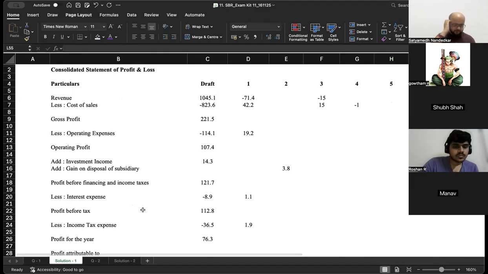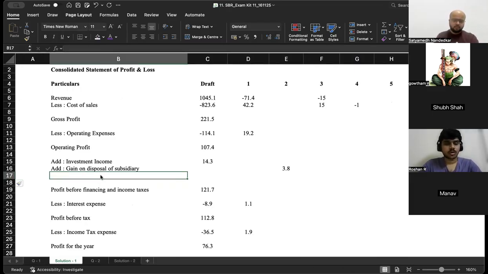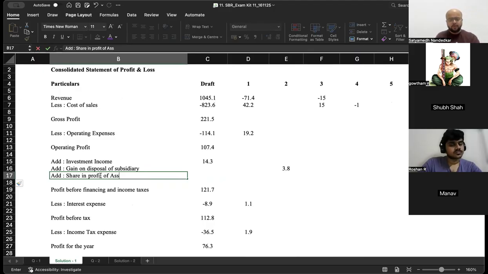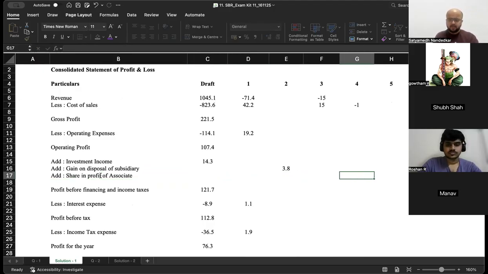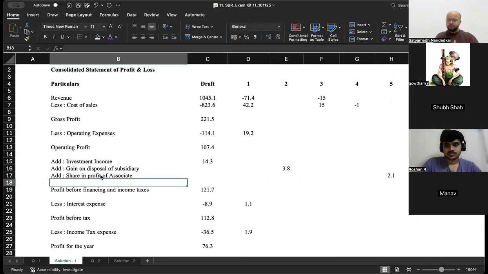कहाँ पे डालूं? इन्वेस्टमेंट में। Under investments, below one line, add separately another line, share of profits. So add share in profit of associate, 2.1.